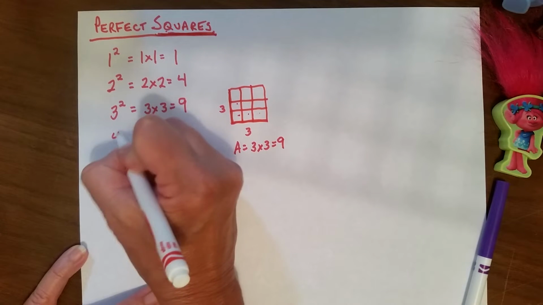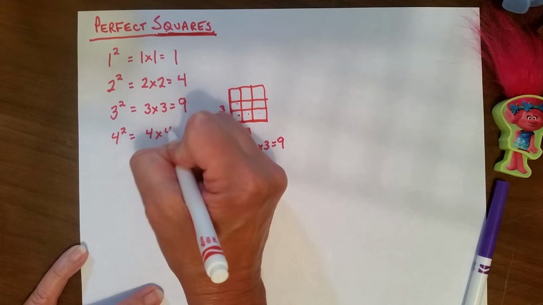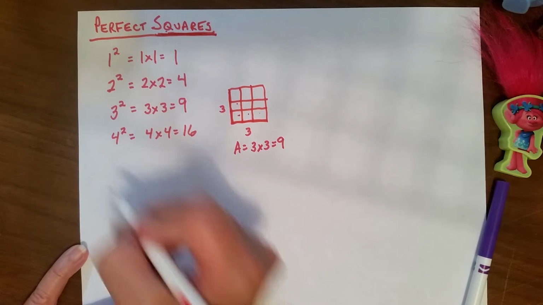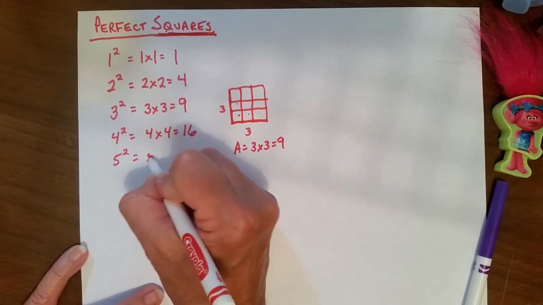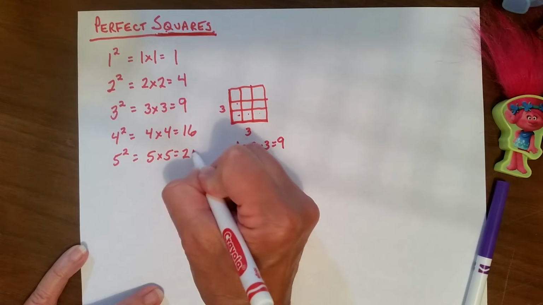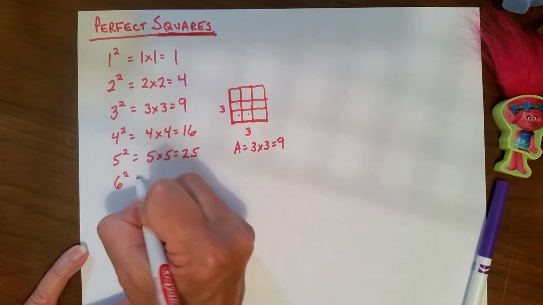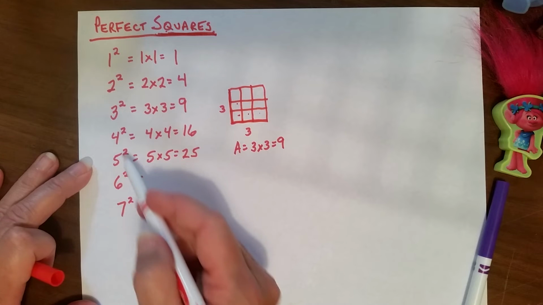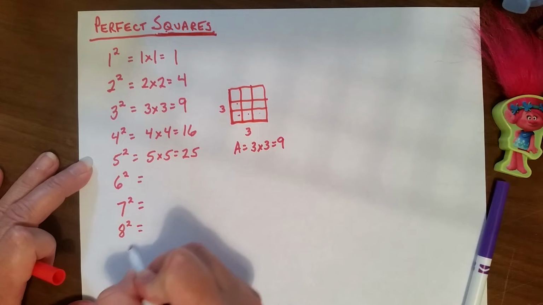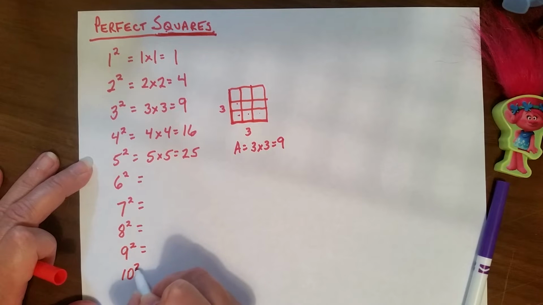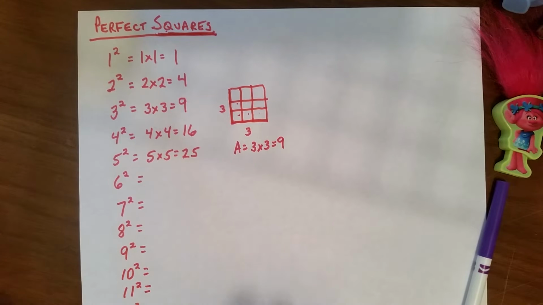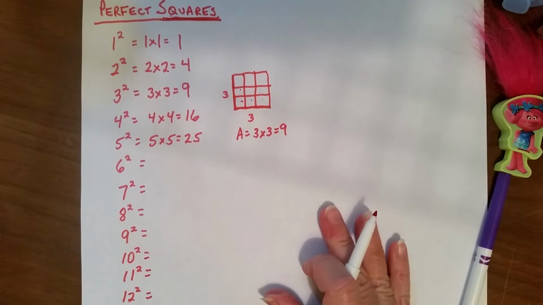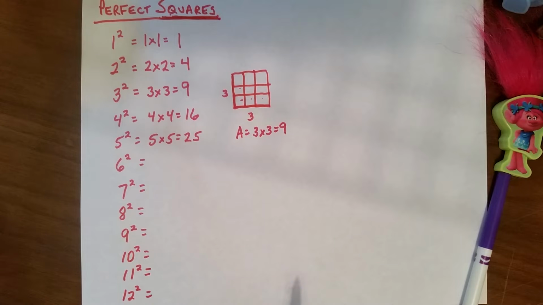Okay, let's keep going. 4 squared is 4 times 4, and we know that's 16. 5 squared, 5 times 5, 25. I want you to start predicting the next perfect squares all the way up till 12. 6, 7, 8, 9, 10, 11, and 12. Okay, hit pause on your computer. Put pause on your computer and then work those out and see if you got the right answer.